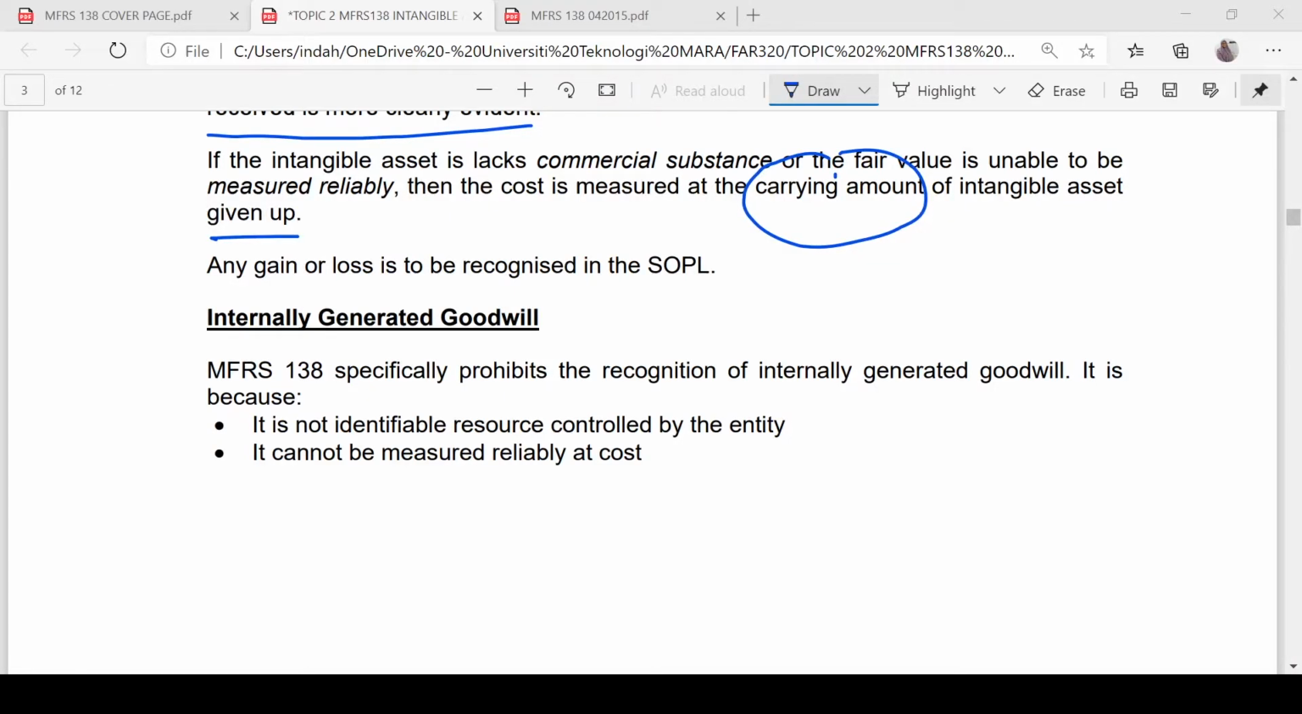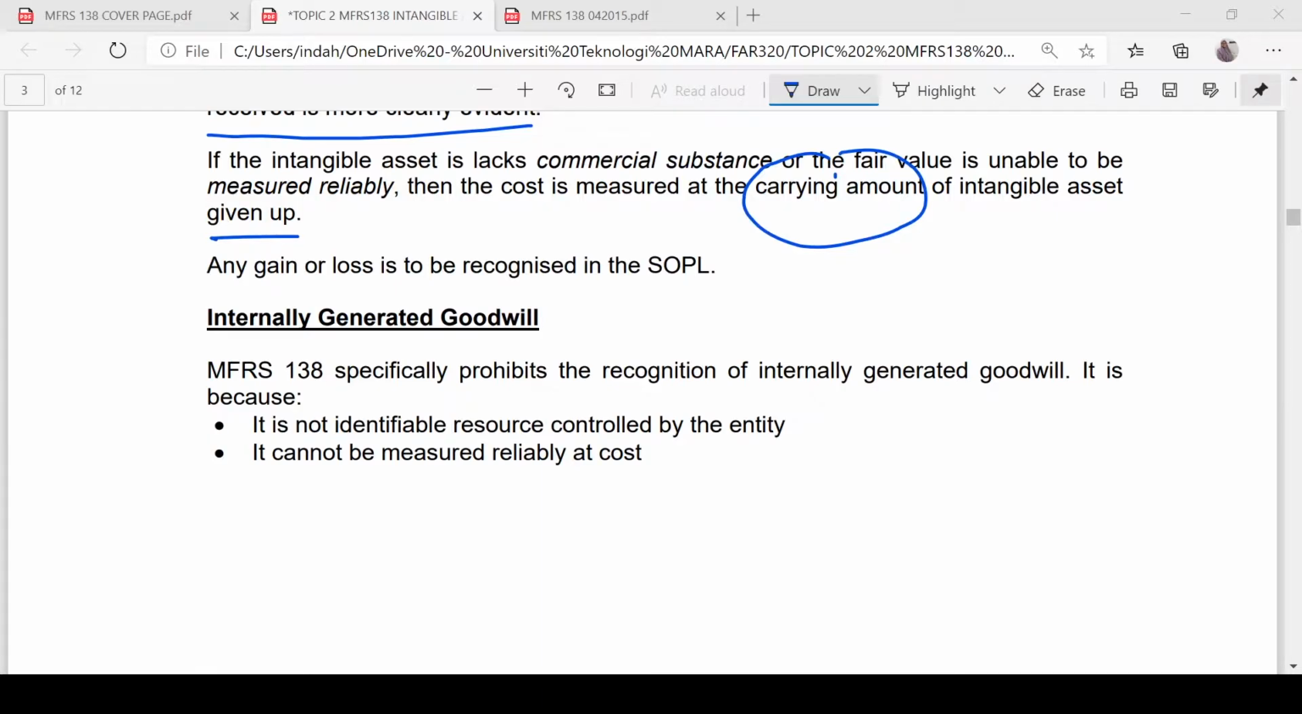Alright, so let's look at the next one, internally generated goodwill. Basically, goodwill can be defined as a business's good name. It can be an asset, a very important asset to the business. But the problem is relating to how we measure this business good name.